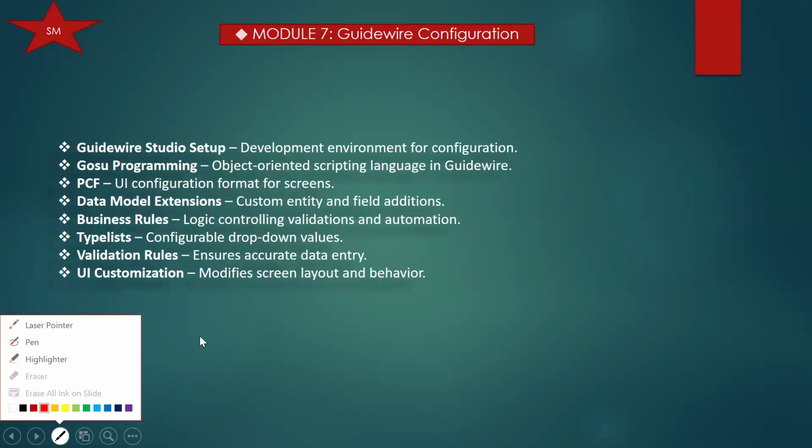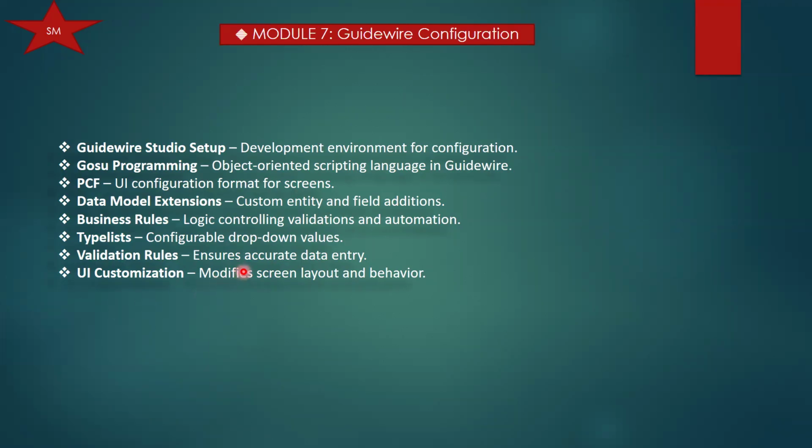Here you can see module number 7. All the features are shown here. The Guidewire Studio setup: for the developer, a development environment is there. The developer needs to configure this environment, the Studio setup, and then they can do the coding.